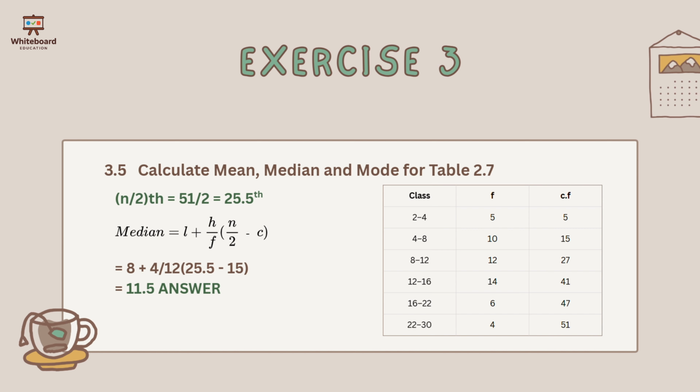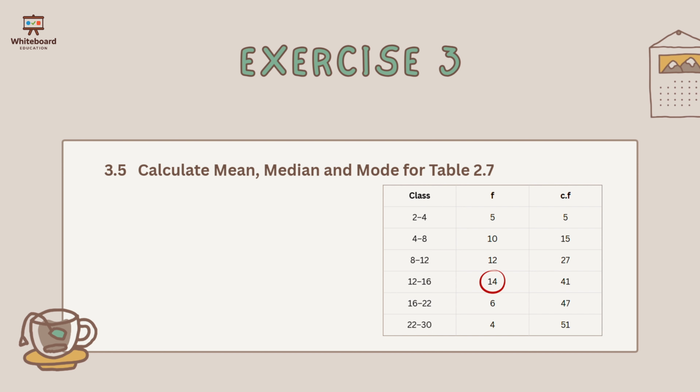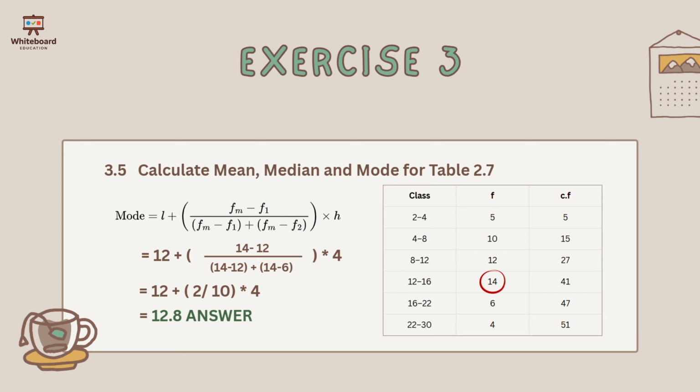Now finding the mode. The class with the highest frequency is 14. We use this formula of mode. So mode equals the lower limit 12 plus brackets fm, that is 14, minus f1, that is 12, over 14 minus 12 plus fm 14 minus f2, 6, that comes after the concerned class, multiplied by the width of the class, which is 4. We first solve the items in the brackets and thus get the answer 12.8.